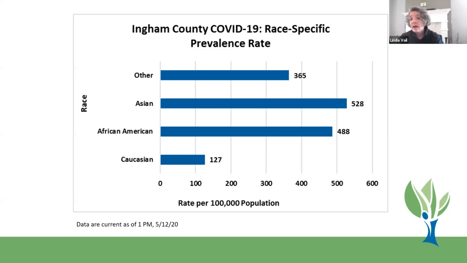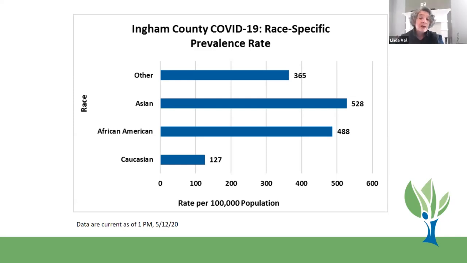So for example, if we had 2,000 Asians in, and it's more than that, let's say 5,000, let's say 10,000 because it's easy math. If we had 10,000 Asians in Ingham County, we would multiply that number by 10 to get 100,000, right?